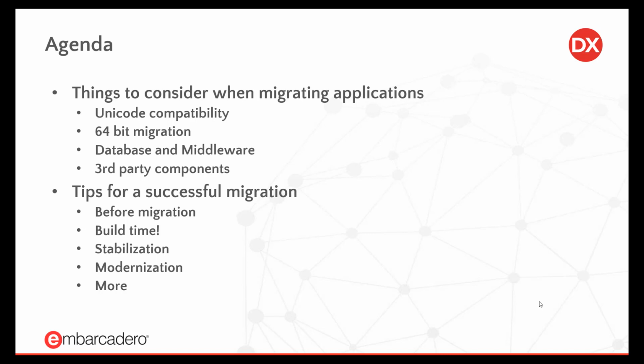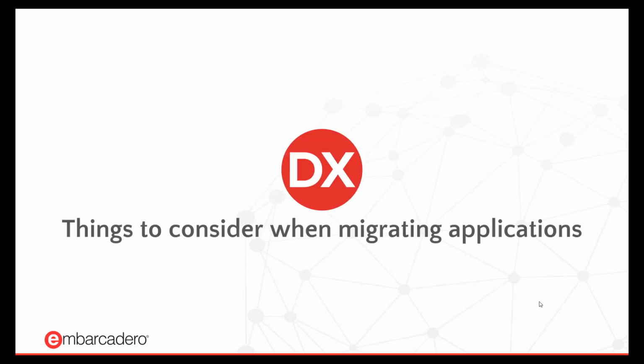The main points to consider when doing a migration are, for example, the Unicode compatibility, 64-bit migration, database and middleware migration, and any third-party components that you might have in your application. And we'll also talk about some tips that have worked for me on doing migrations. Mostly these are based on my personal experience.